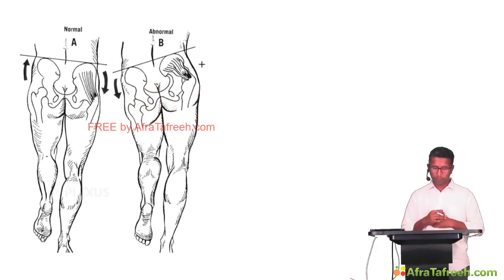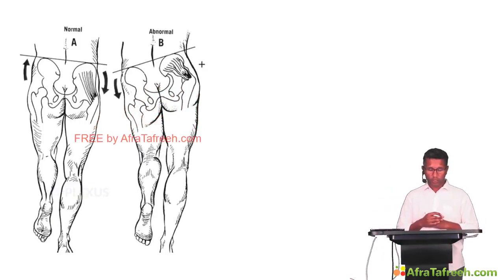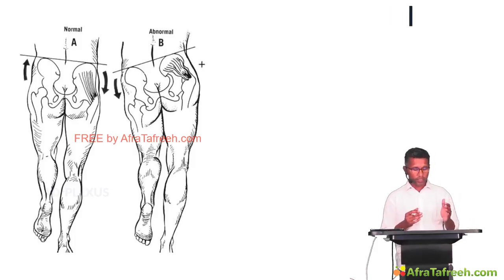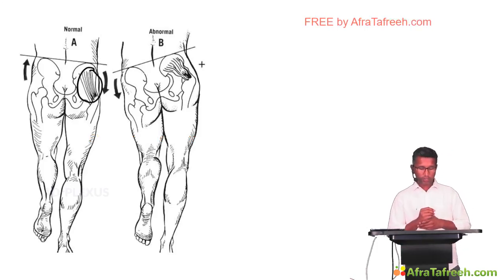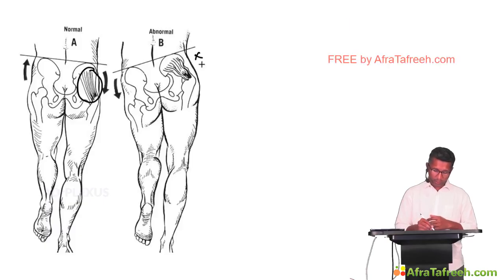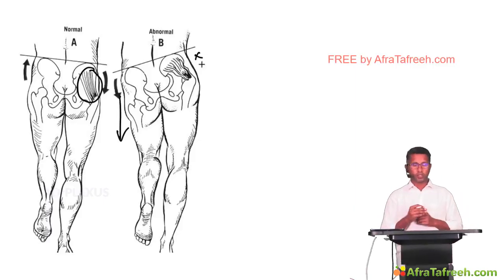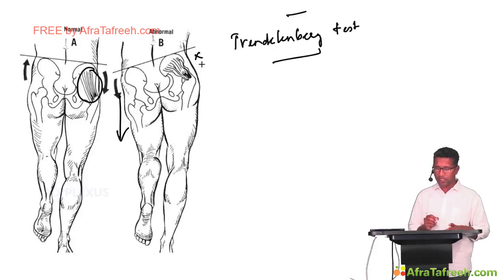In this picture, A is the normal side and B is the abnormal side. When the patient lifts the lower limb on one side, the pelvis tries to stabilize by the pull of the gluteus medius and gluteus minimus muscles. But if the muscle is not working, the weight of the limb cannot be lifted, so the pelvis droops to that side. This test is called the Trendelenburg test.